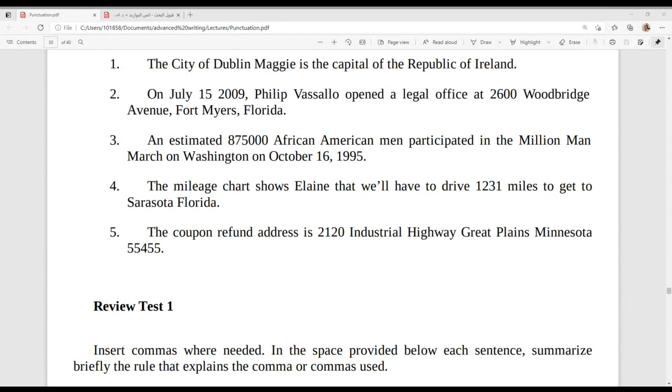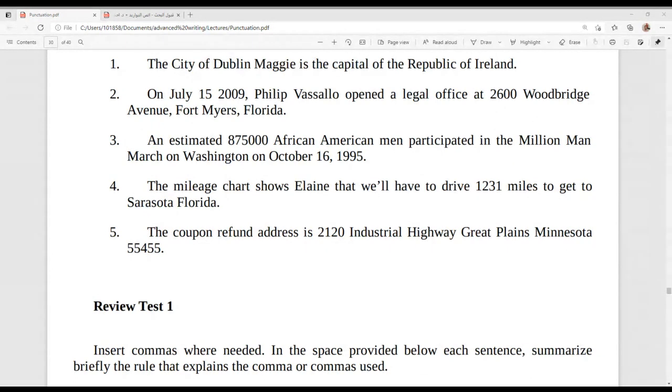The coupon refund address is 2120. For the mile also, we have to use 1,230 miles, or it's optional here, by the way. It's optional, and we can use it or not. We can say 1,200, but I prefer not to use it. The commas must be here, Eileen.